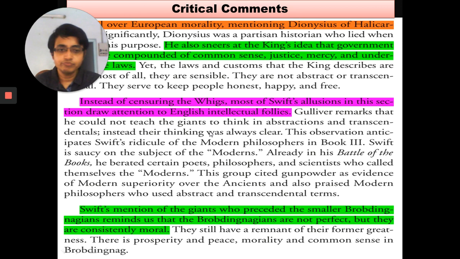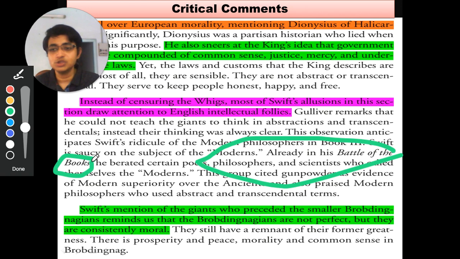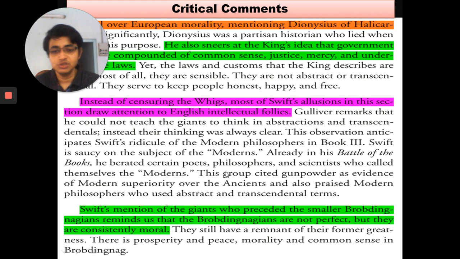So, this observation has already been discussed in Swift's another very famous book called The Battle of the Books. You can already see the debate between modern and ancient there, where he completely denies abstract thinking and argues against it. So Swift's mention of the giants who preceded the smaller Brobdingnagians reminds us that the Brobdingnagians are not perfect, but they are consistently modern.